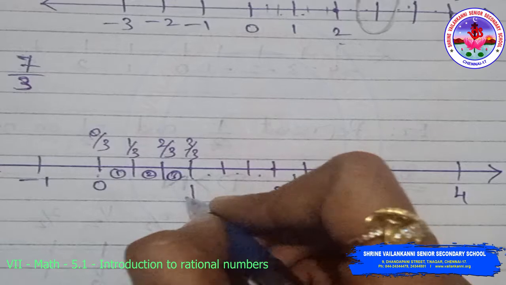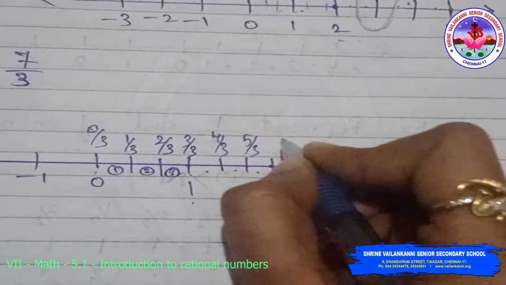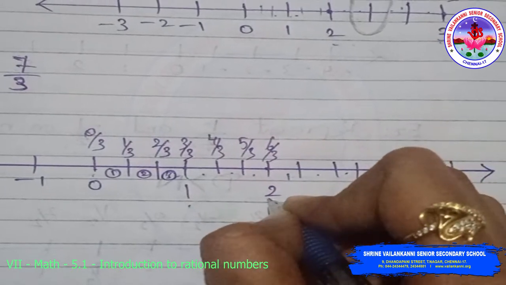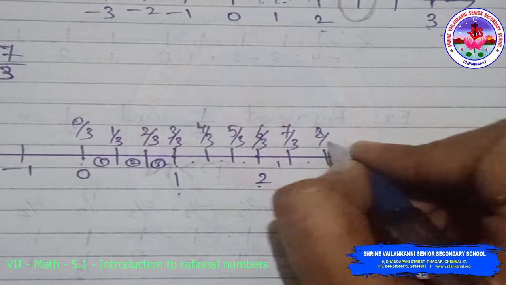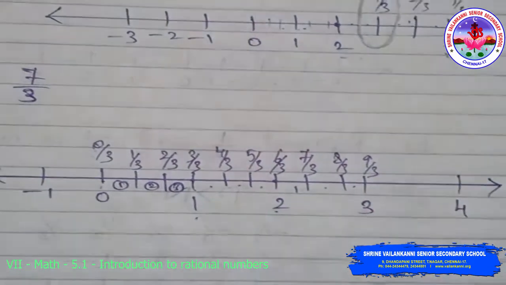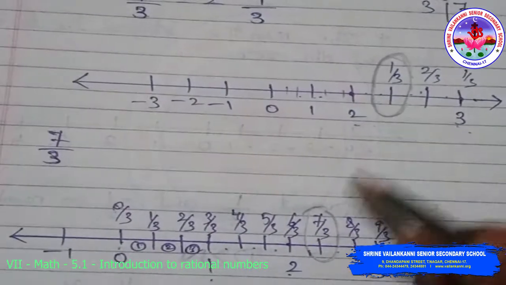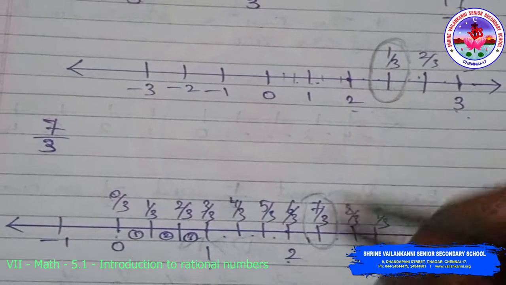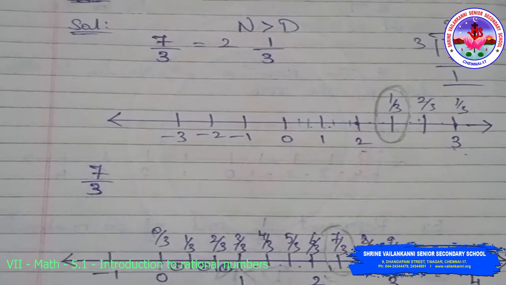That's 1. Next one 4 by 3, next 5 by 3, the next 6 by 3. That is 2. The next one 7 by 3, 8 by 3, and 9 by 3. Now you can mark it at this place. Here the values are the same. You can use this method or that method for this number line.